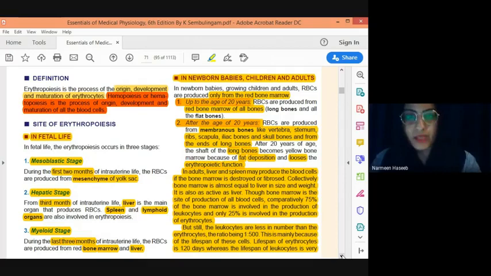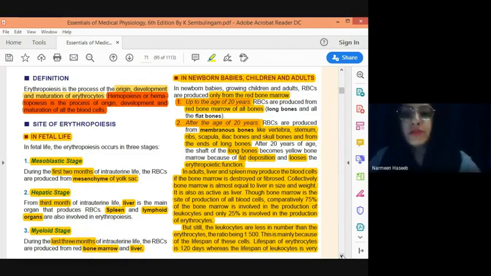After 20 years of age, the shaft of the long bones becomes yellow bone marrow because of fat deposition and loses the erythropoietic function. So you see, after 20 years of age, the long bones are not involved because they do not remain red bone, but become yellow bone because of fat deposition, and so they lose their erythropoietic function. In adults, the liver and spleen may produce blood cells if the bone marrow is destroyed or fibrosed.